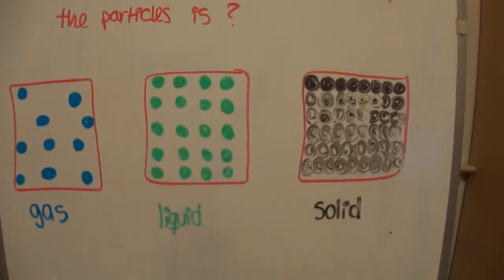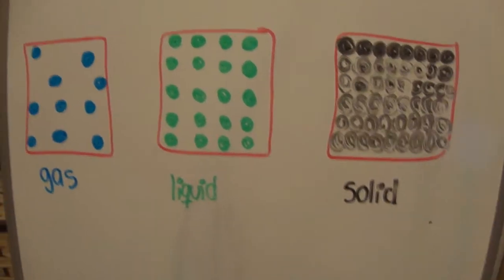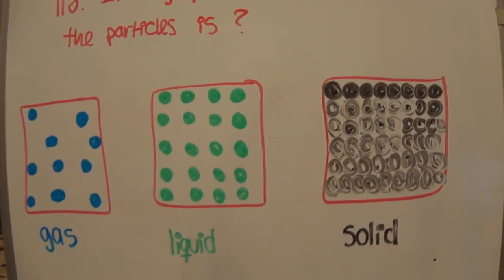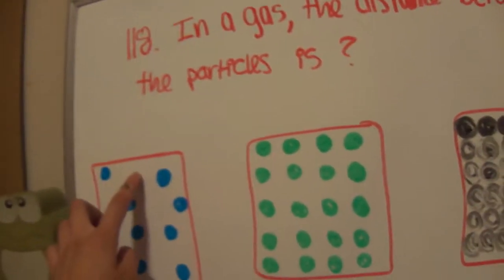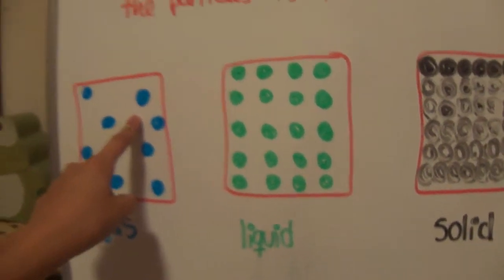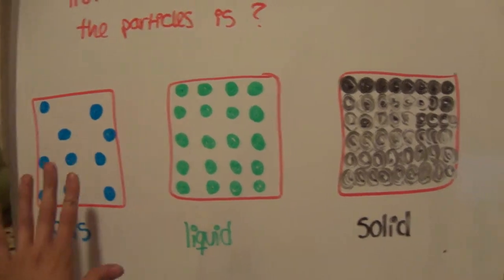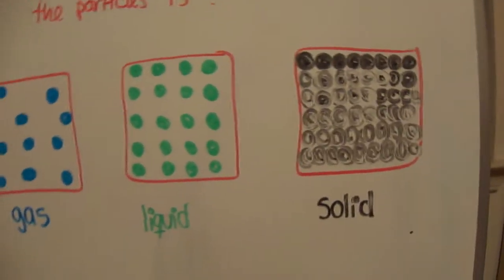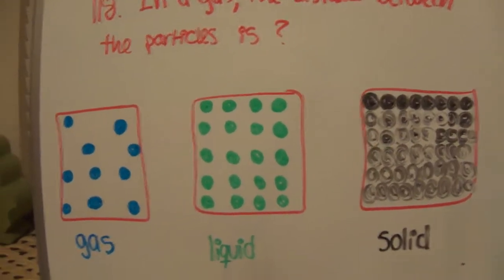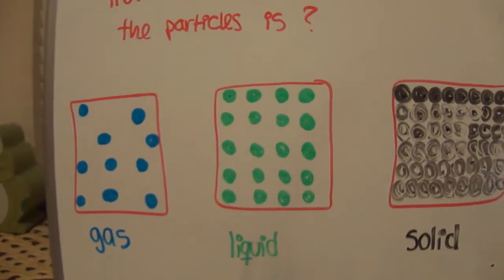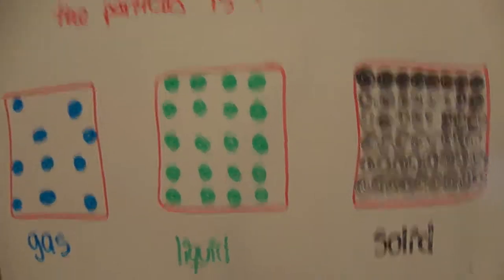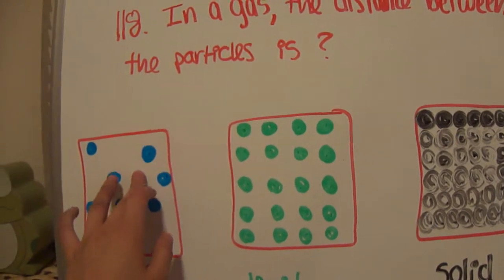So you can eliminate choice A because it says that it's very close relative to the size of the molecules. The distance is not close to the size of the molecules because the gas molecules are all spread out. So you can eliminate A. Also B because it says close relative to the size of the molecules, and it's not even close because the distance is way greater than the size of the molecules.